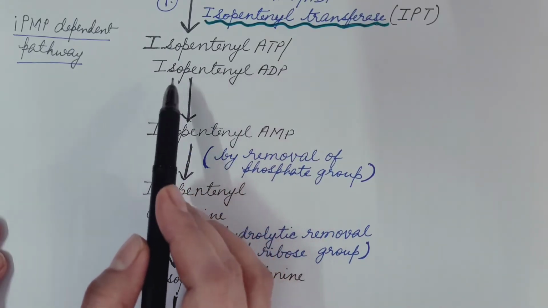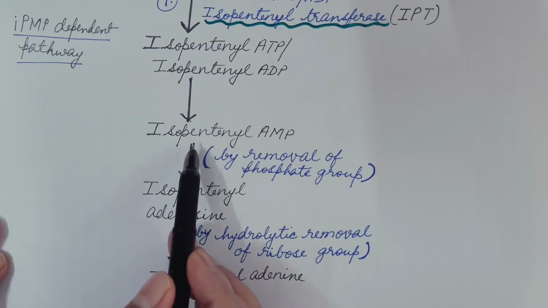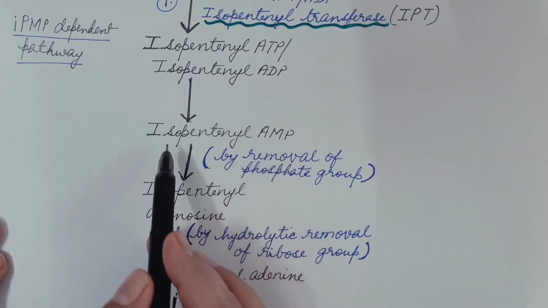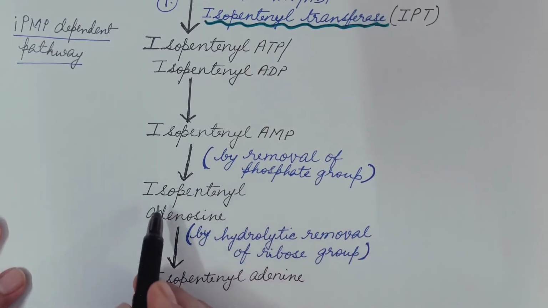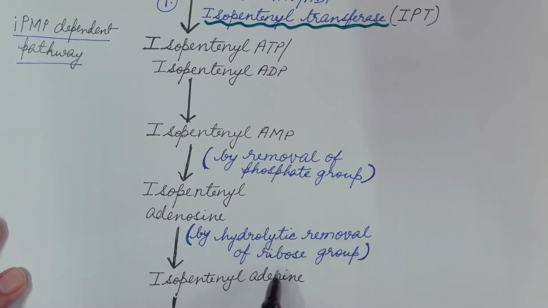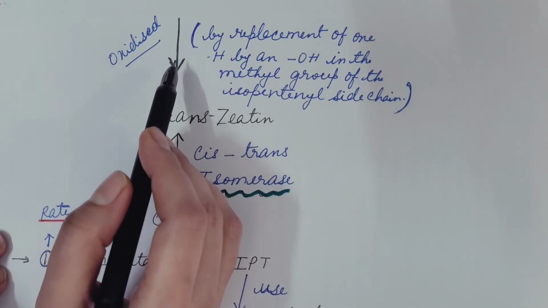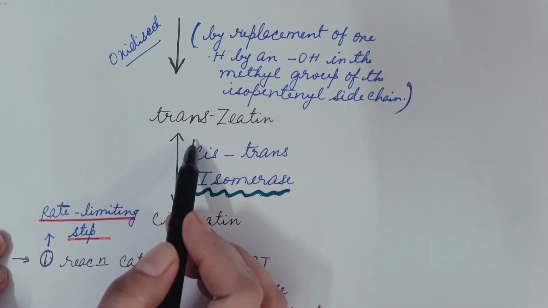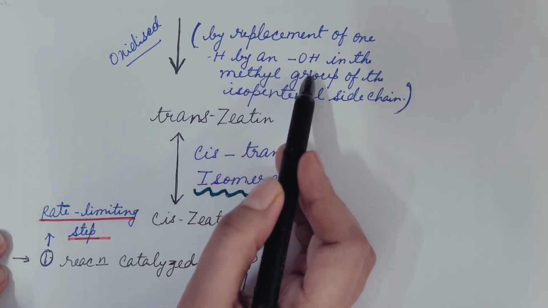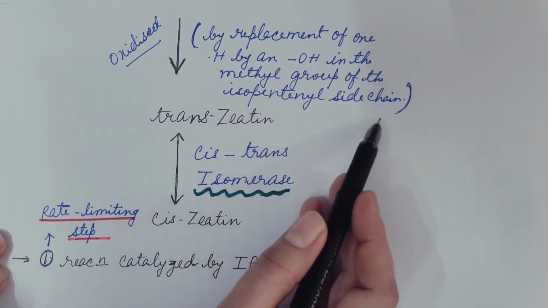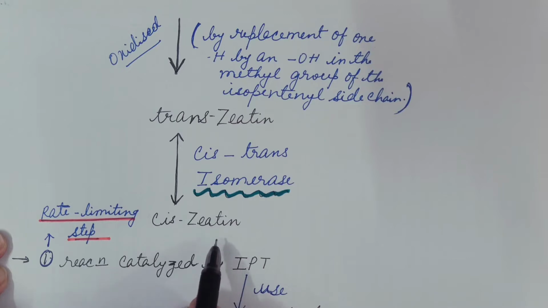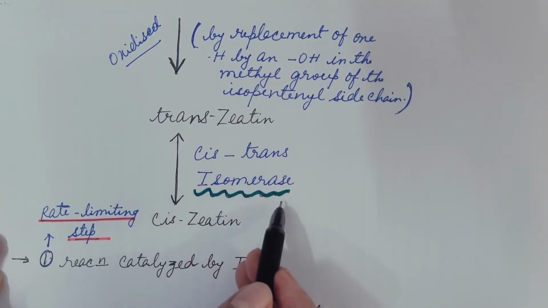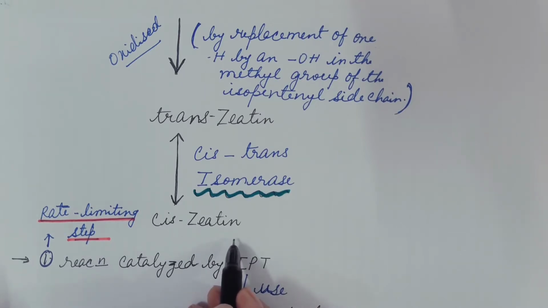Then this isopentenyl ATP or isopentenyl ADP is converted into isopentenyl AMP. It is then converted into isopentenyl adenosine by removal of the phosphate group. Then isopentenyl adenosine is converted into isopentenyl adenine by hydrolytic removal of the ribose group. Isopentenyl adenine is then oxidized to trans-zeatin by replacement of one hydrogen atom by a hydroxyl group in the methyl group of the isopentenyl side chain. This trans-zeatin is then isomerized into cis-zeatin. This step is catalyzed by cis-trans isomerase. In this way, cytokinin is synthesized.